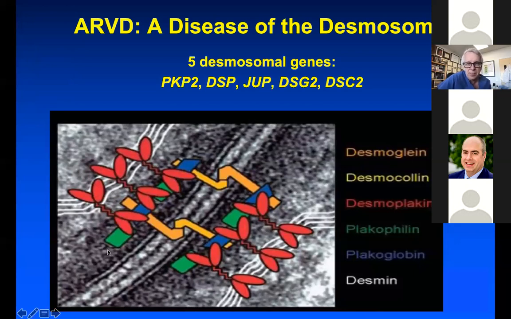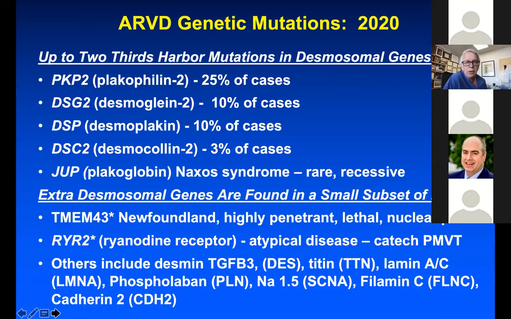And these desmosomes are the bolts that hook myocardial cells together. They're these linker proteins. Some are intercellular and some are intracellular and whatever. So as of now, we know you can find a mutation in about 2/3 of patients. Plakophilin 2 is the most common, then desmoglein, desmoplakin, desmocollin. Plakoglobin is pretty rare. There's some non-desmosomal proteins you can rarely see. TMEM43 is the Newfoundland version of the disease, very penetrant, very lethal. Ryanodine receptors have been identified in some patients.